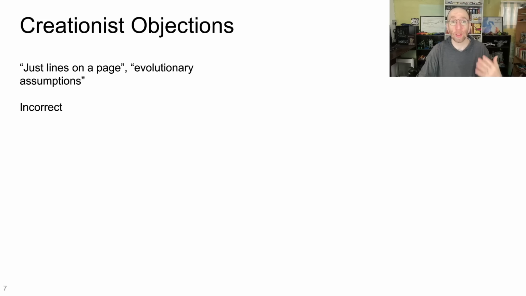Creationists, of course, have lots of objections to the entire practice of phylogenetics. They'll say things like, those are just lines on a page. That's full of evolutionary assumptions. That stuff is wrong, and I want to get that out of the way right off the bat, okay?